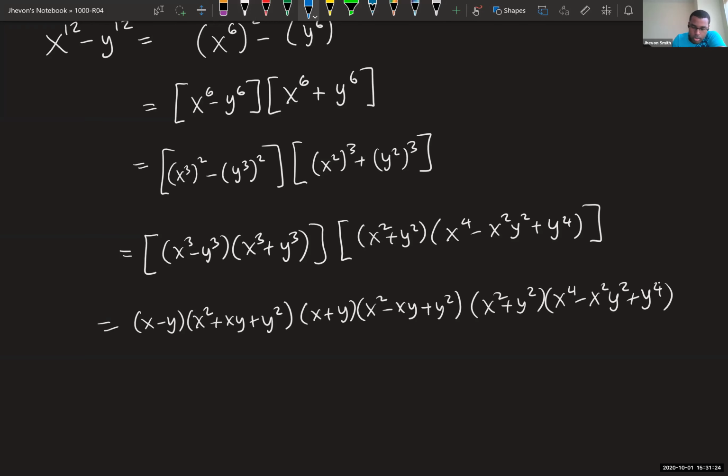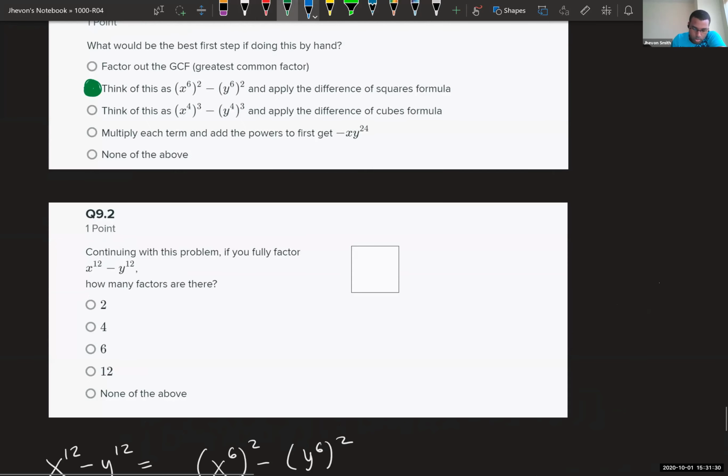And now we count the factors. 1, 2, 3, 4, 5, 6. So that was that one.